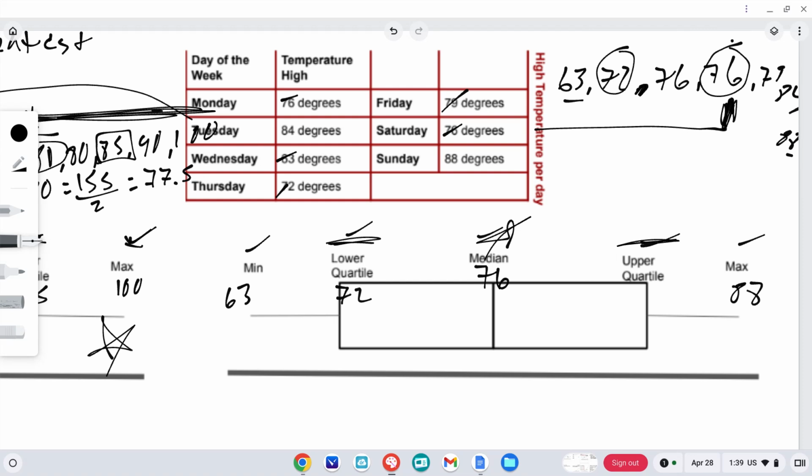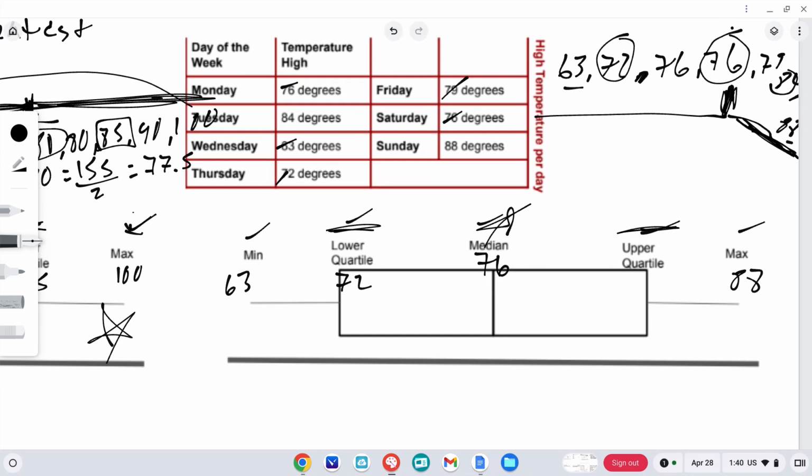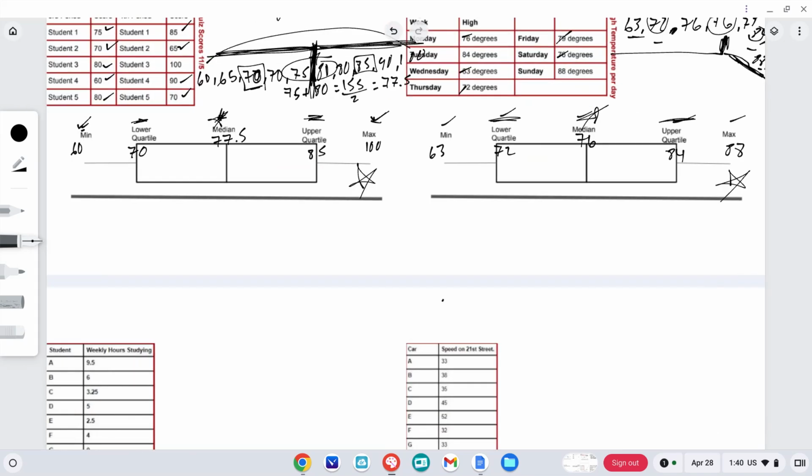We can do the same thing for the upper half. Here's my upper half, which I had to squeeze in over here. So I have 79, 84, and 88 in the upper half. The number in the middle was that 84. So my upper quartile is 84. So that was actually really quick. I just put them in order, found the minimum, the maximum, found the median, and then again, the lower quartile and upper quartile, and I just mapped it onto the graph.